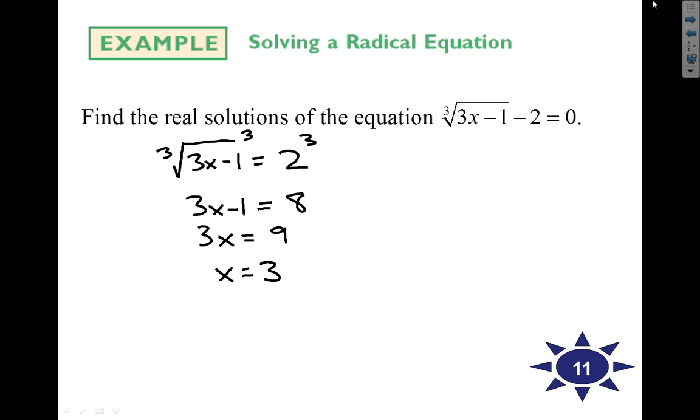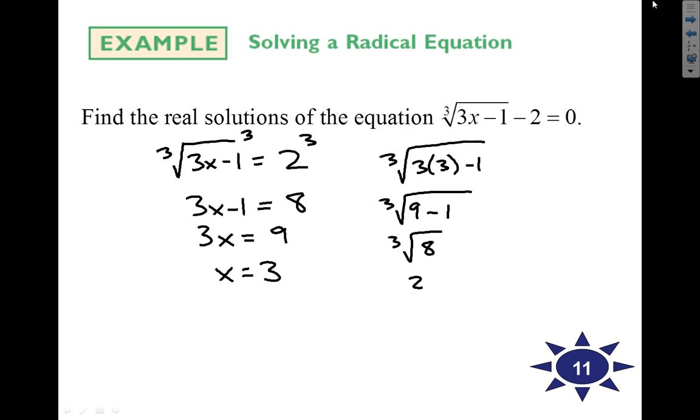And we could go ahead and check this. The cube root of 3 times 3 minus 1 is the cube root of 9 minus 1, which is the cube root of 8, which is indeed 2. And if we subtract 2, like in the original, we get 0, which is what it's supposed to equal. All right, so for the first problem, the one you're going to try, problem 11, go ahead and isolate your radical, and then square or cube or whatever necessary to get rid of the root.